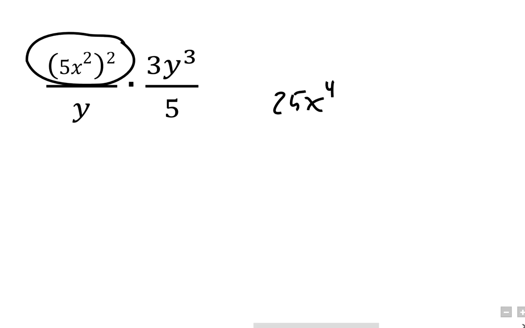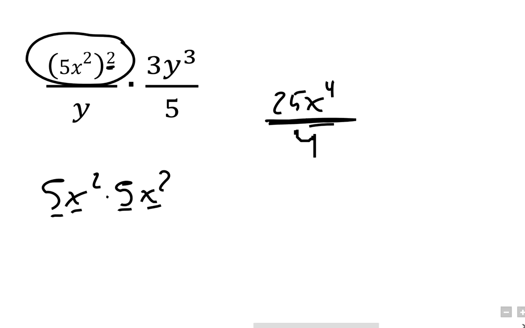And if you're not quite sure why that is, you could write 2 of these. So you could write 5x squared times another 5x squared. And you can see 5 times 5 is the 25. And then x squared times x squared is x to the 4th. So that really is what that is, right? It's 25x to the 4th, still over a y, and then that's times the 3y cubed over 5.